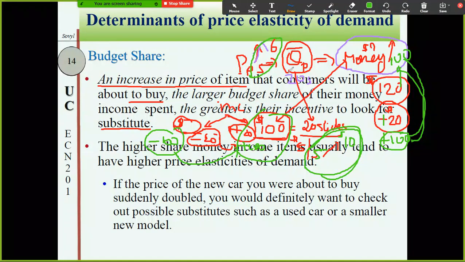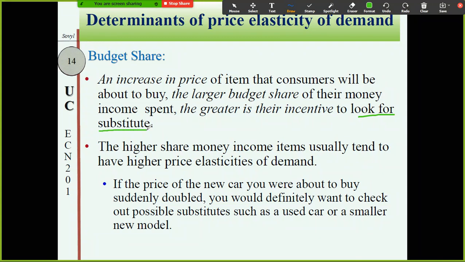Why? Because if they want to buy the same amount, they need to spend much more money than before. People will not spend so much money to buy the same food or the same goods, because they can find other substitute goods. Okay, so in this case, if the price of a new car you were about to buy suddenly doubles, that means 2 times, you would definitely want to check out possible substitutes such as a used car or a small new car. You can buy a car but maybe not a new one, just a used, second-hand car, or you can buy a new one but maybe not a big size, just a small size, because small size is also a cheaper price. Okay, this is about substitutes.